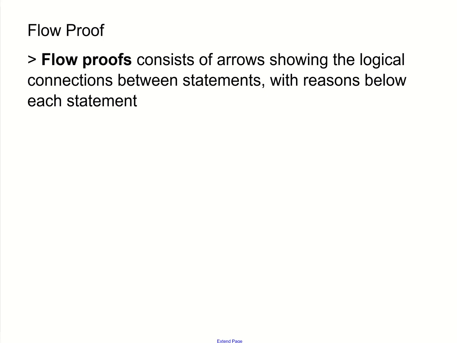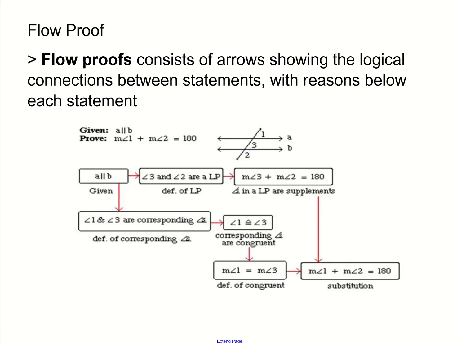Now we're going to introduce another type of proof known as the flow proof. So flow proofs consist of arrows showing the logical connections between statements with reasons below each statement. So we'll show you how this looks like. So this is an example of a flow proof. You have a given statement and you're trying to prove something. This is your diagram. And so this right here is the start of the flow proof. So this is the actual part of the flow proof.